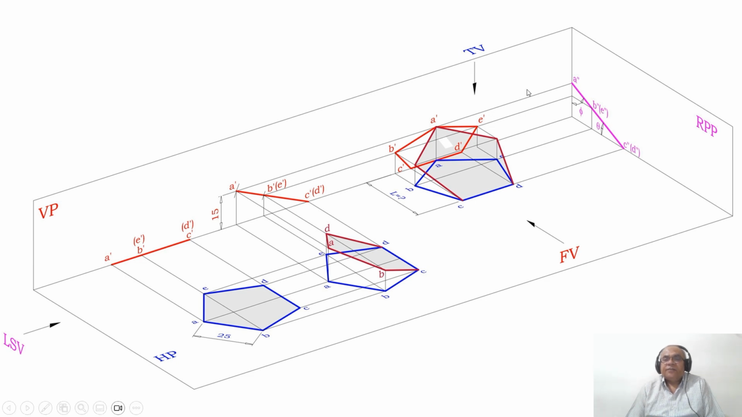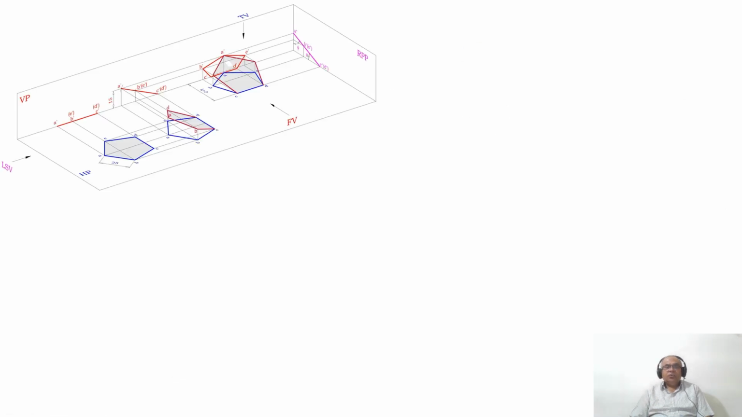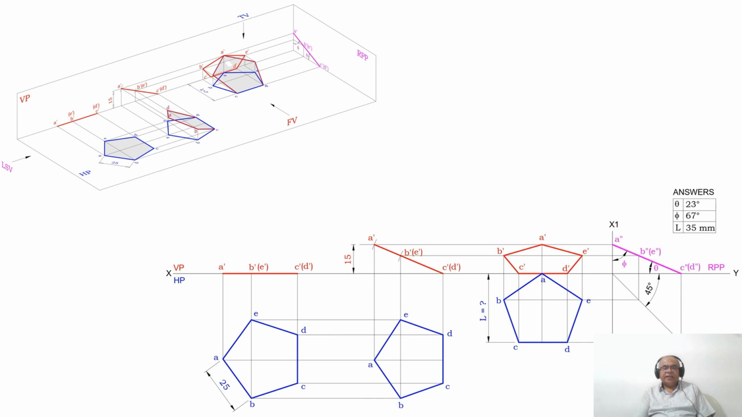Theta is the surface inclination with respect to HP, and phi is the surface inclination with respect to VP. The sum of these two angles should always be equal to 90 degrees. So this theta will be equal to this theta which is inclined to HP. So this is how you will be able to analyze the problem in 3 dimensions. Now we will see how to write that in 2 dimensions.